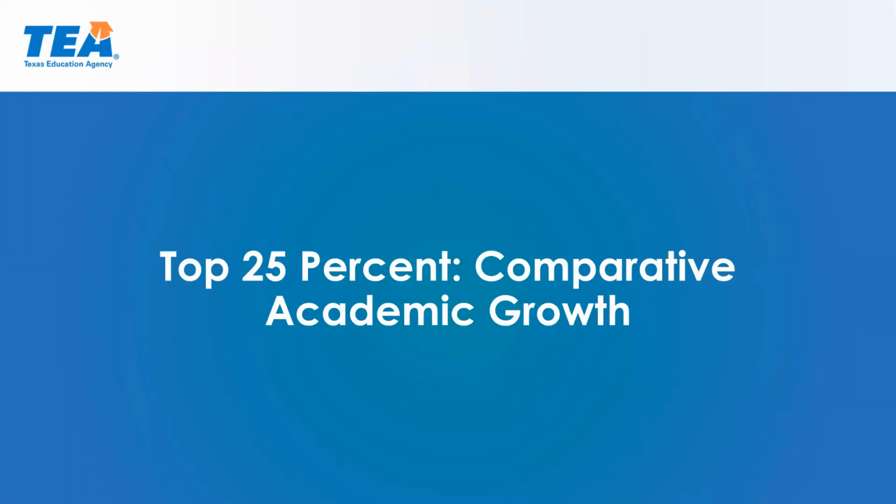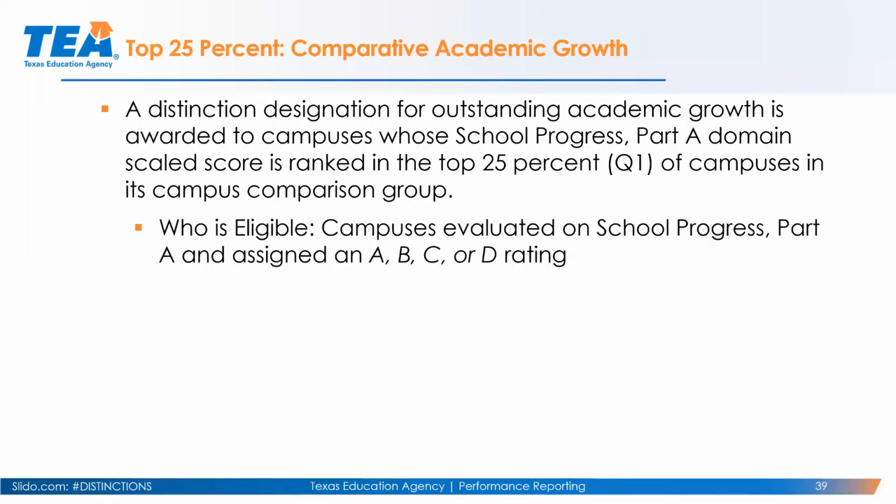Next, we have a distinction for the top 25% for comparative academic growth. So this distinction designation for outstanding academic growth would be awarded for campuses whose school progress Part A domain scaled score is rank ordered and in the top 25%, or Q1, of campuses in its comparison group. So all we're doing on this one is rank ordering the domain A scaled score within the comparison group. And who is eligible for this? Campuses evaluated on school progress Part A and assigned a rating of A, B, C, or D.